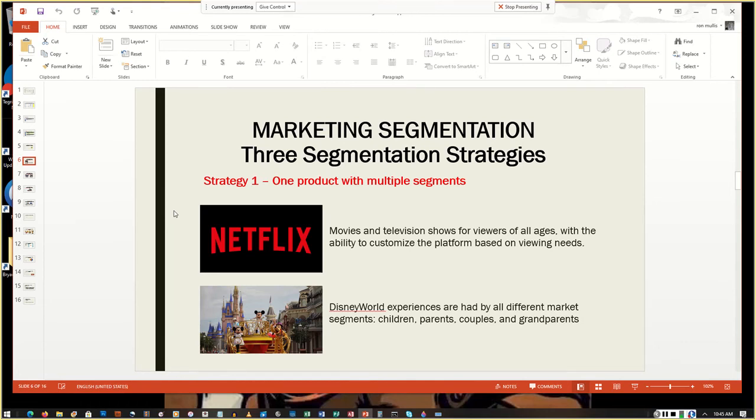So there are three different types of segmentation strategies that we're going to review. One is the one product with multiple segments. The second one is the multiple products with multiple segments. And then the third one is the mass customization.